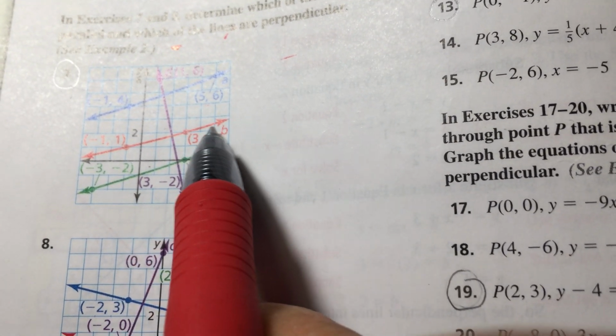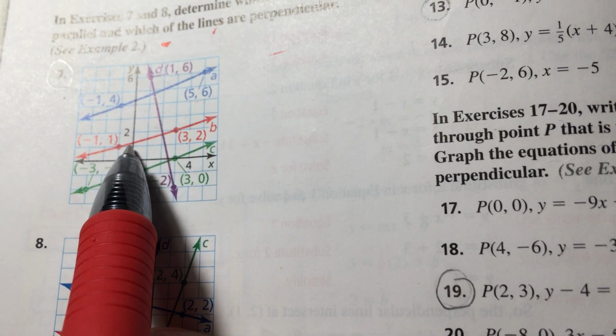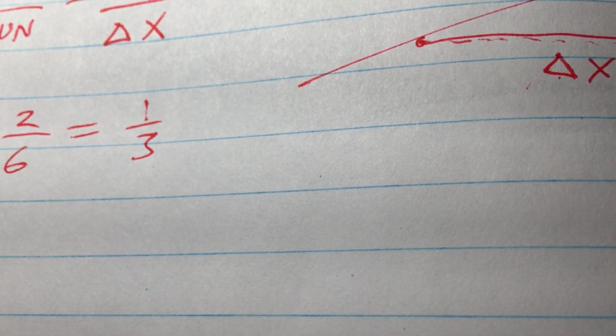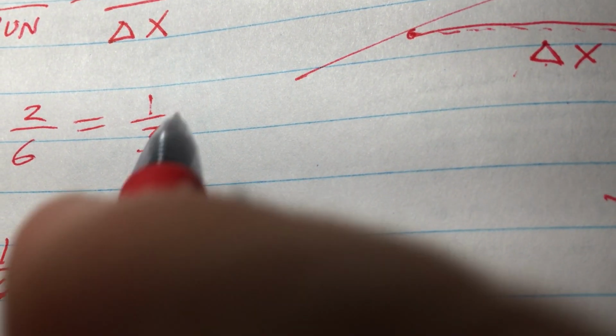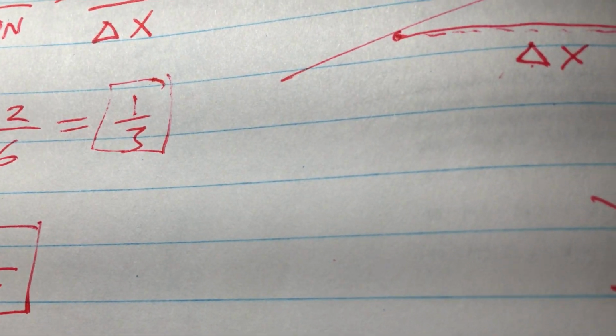Let's do line B. Where's B? B is this one, this color. So that distance is 1, 2, 3, 4, and a rise of 1. So rise of 1, and it's a positive slope. That cannot be simplified. So that's your slope.